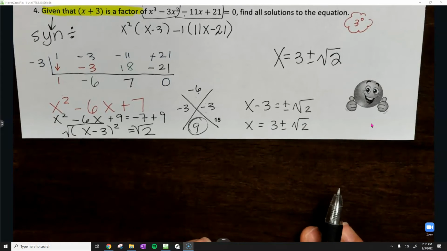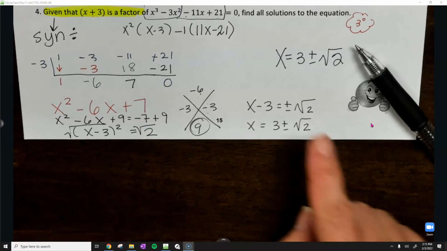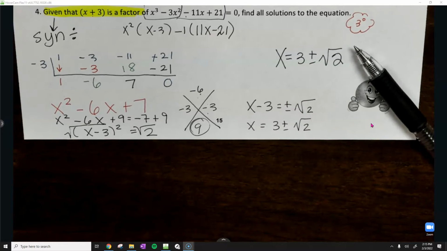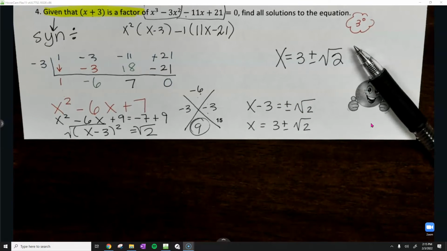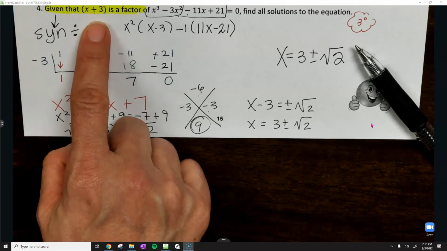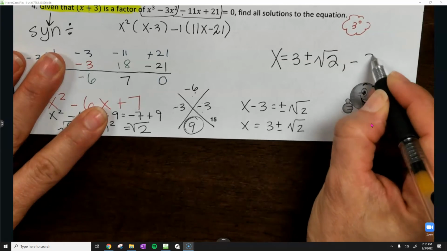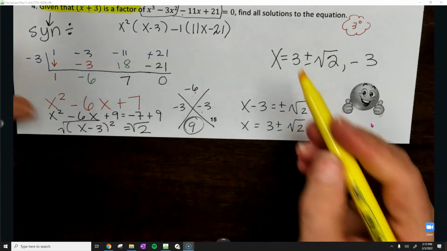Hold on. Something's wrong. We have a degree of 3. That only counts as 2 answers. What's missing? X plus 3. That factor, yes. What's the 0 for that? Negative 3. Yeah, good job. And that's the answers for these.